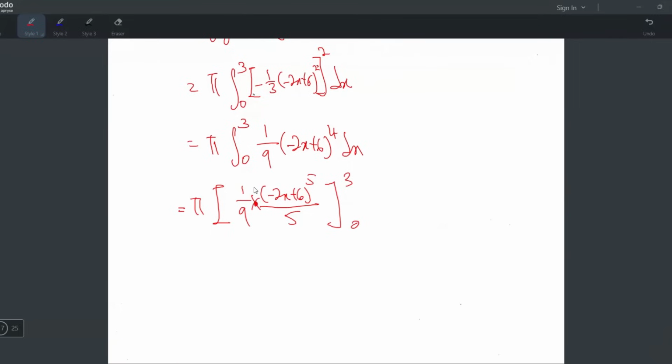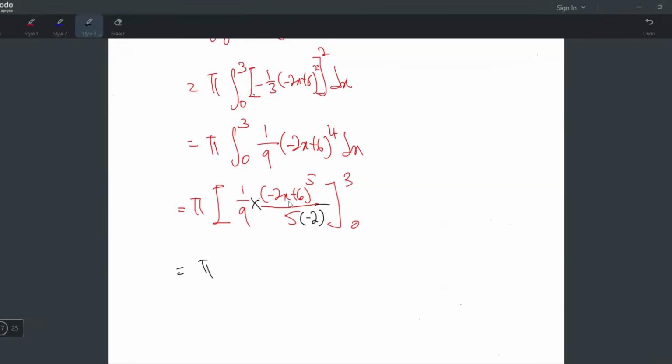Let's see. Wait, I feel like I did make some mistake. Yeah, I made a mistake. I terlupa something. So guys, 1 over 9 betul. But when you integrate this, you become negative 2x plus 6 power 5 over 5, right? But we are using the special method. That means we have to differentiate dalam bracket sekali lagi. So differentiate negative 2x will give you negative 2, and then differentiate 6 is 0. So yeah, I forgot about the negative 2 here. Okay. Yeah, so remember, when you integrate, kalau dalam ada dua term macam ni, after you integrate power 5 over 5, you have to differentiate dalam sekali lagi. Alright, now what?